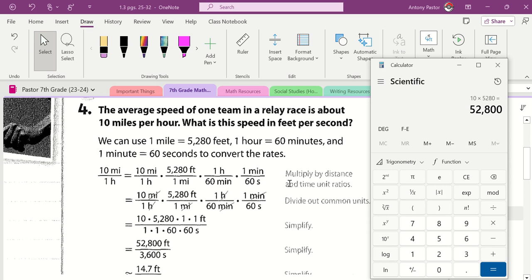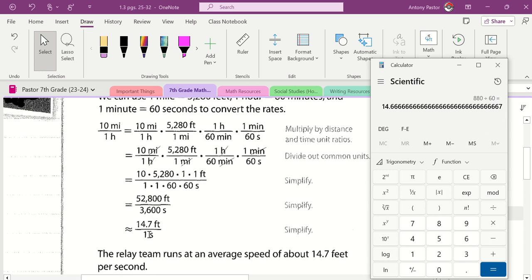Now what I need to do, and you'll see these get switched over, is figure out: if they're doing 52,800 feet per hour and we're trying to figure out per second, I'm going to divide this by 60 because there's 60 minutes in an hour, which would mean they're doing 880 feet per minute. And then I have to divide it by seconds, which is 60 seconds in a minute. So they're doing roughly 14.66666 forever, or roughly 14.7 feet per second.